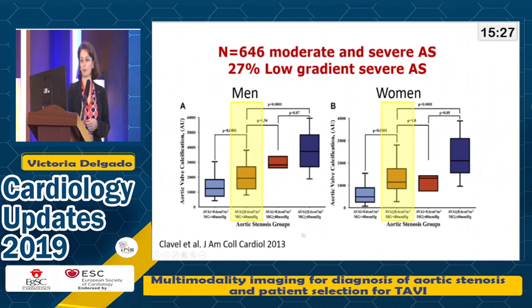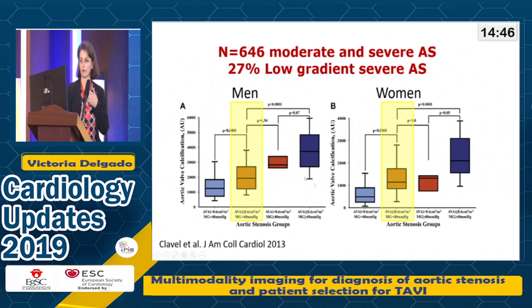These are the different groups of patients for men and for women. And you have the ones that will be moderate aortic stenosis. These are the ones that have the lowest burden of aortic valve calcification. And then you have here the patients with a reduced aortic valve area below 0.6 and a mean gradient that is high, above 40. These are the ones that have the highest aortic valve calcium burden. Then the patients that have a reduced aortic valve area, less than 0.6, and a mean gradient that is low, have a much higher calcium burden than the ones that have moderate aortic stenosis.